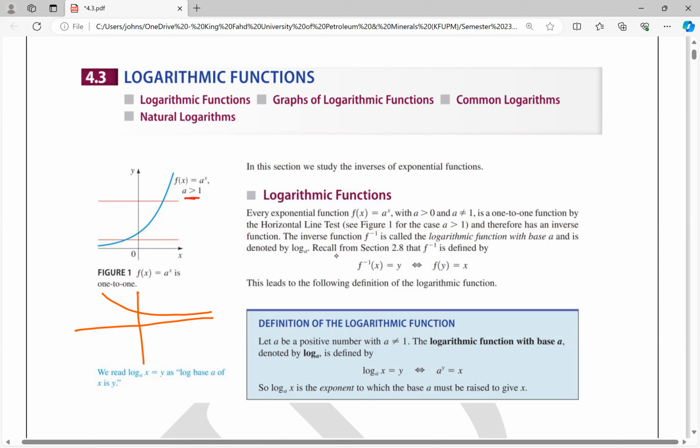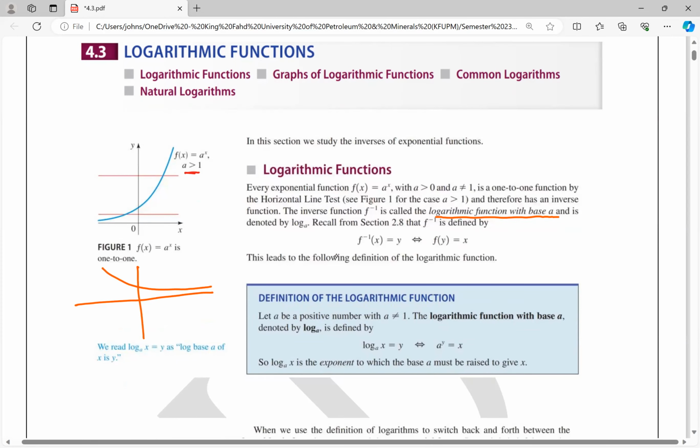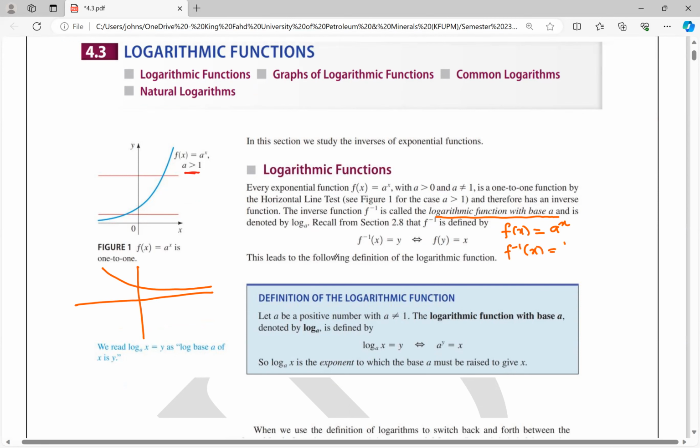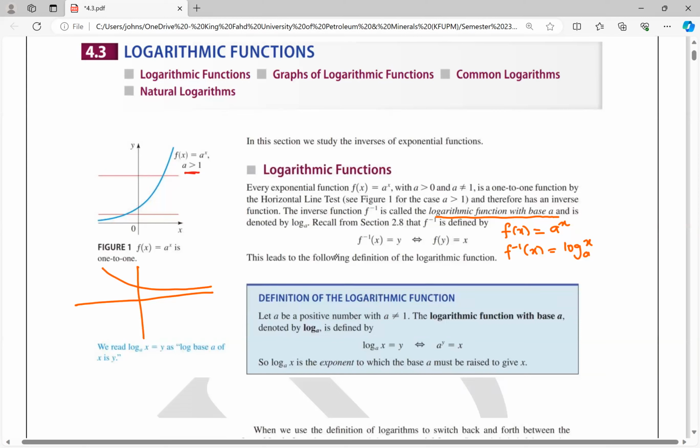So the inverse of an exponential function is what we call a logarithmic function, which base is a, and is denoted by log to base a, right? So what that simply means is that if your function f of x is equal to a^x, then the inverse, f inverse of x, is just log to base a of x, right?